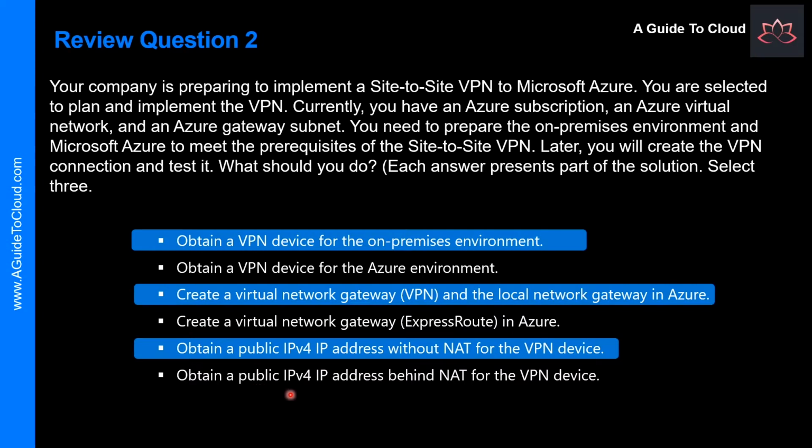So last statement is obtain IPv4 address behind the NAT. So that is completely wrong. So we don't need NAT for the VPN devices. So the prerequisites for the site-to-site VPN are having a compatible VPN device on premises, having a public IPv4 without a NAT on on-premises device, and creating a VPN gateway and local gateway in Azure. Please note that the IPv6 is not supported for VPNs, and ExpressRoute is a different setup and not part of the site-to-site VPN.